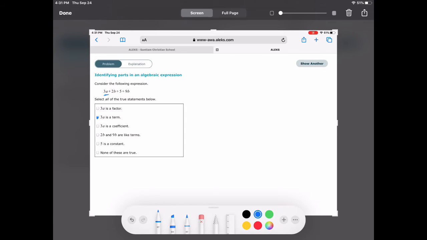3a is a coefficient. No, 3 is a coefficient. The coefficient is always the number. 2b and 9b are like terms. Yes, they are. 2b and 9b are things that we could add together. 2b plus 9b would be 11b. So yes, that's good. 5 is a constant. Yes, a constant is just a number, no variable. Yes. And none of these are true, obviously, is not true.